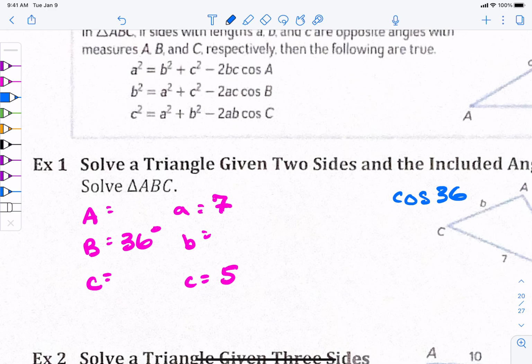What are you doing, Kaylin? Write this down. Cosine 36 goes in that spot.